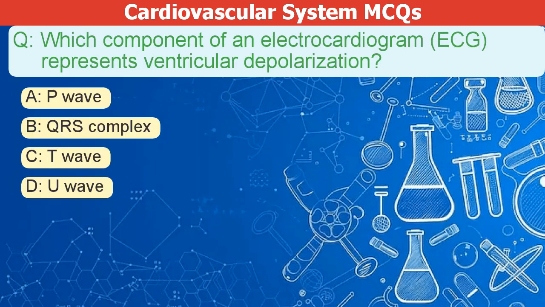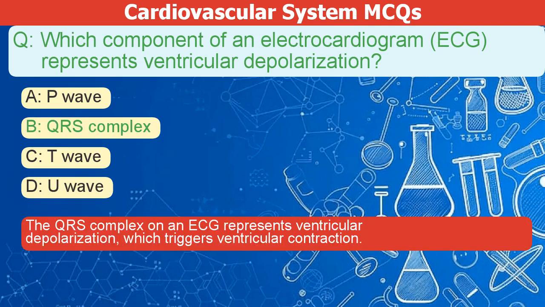Which component of an electrocardiogram, ECG, represents ventricular depolarization? A. P wave. B. QRS complex. C. T wave. D. U wave. The correct answer is B. The QRS complex on an ECG represents ventricular depolarization, which triggers ventricular contraction.